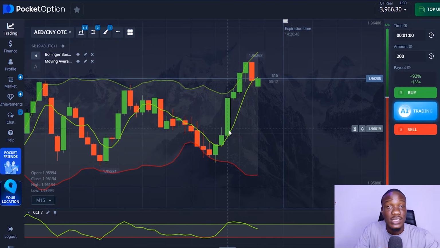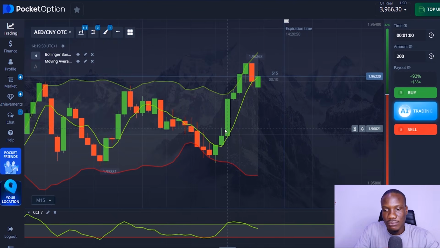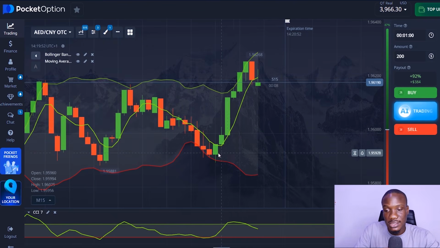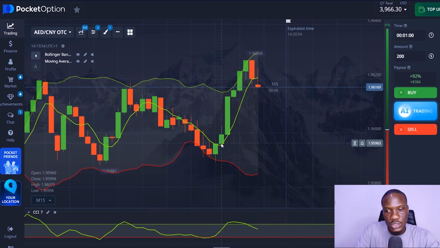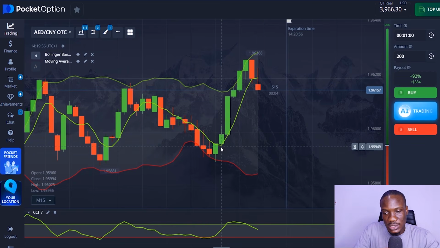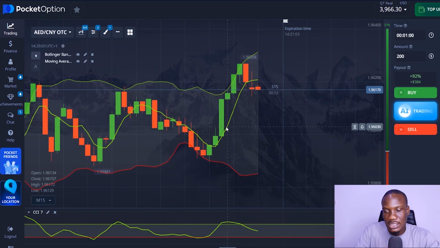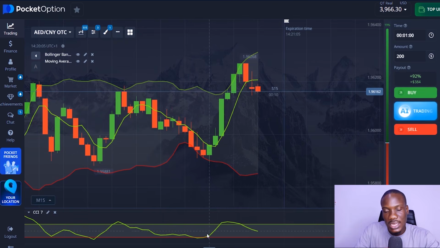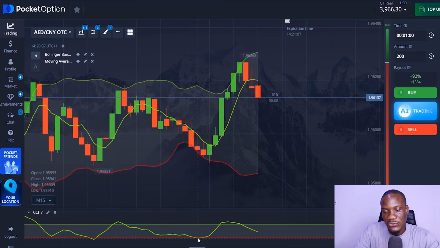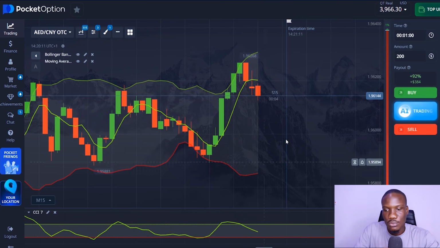right in the market. So this strategy works both on OTC and on the real market, and what I always consider is the consistency of a candlestick, making sure that your candlesticks are pretty much consistent and they are actually above the moving average to confirm the direction of the market. Then consider your CCI indicator, which has to be moving from the oversold condition going towards an upside direction before I take a trade. I hope you're getting it right.